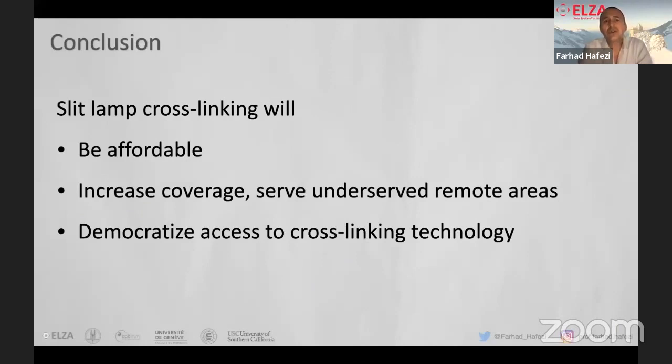So in conclusion, slit lamp-assisted cross-linking will be affordable. It will increase coverage, serve underserved remote areas. It will give advantage for high-tech settings or for very low-tech settings, and it will democratize the access to cross-linking technology. Thank you for your attention. Sorry for running late.